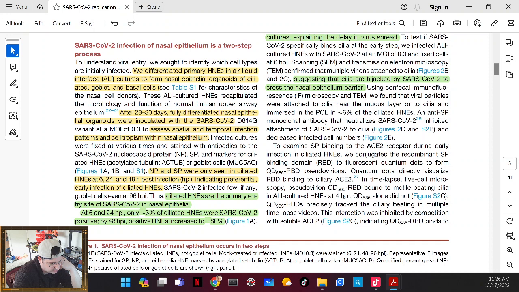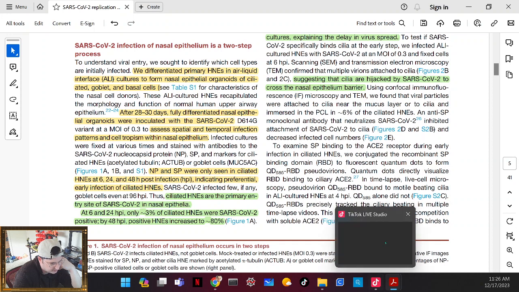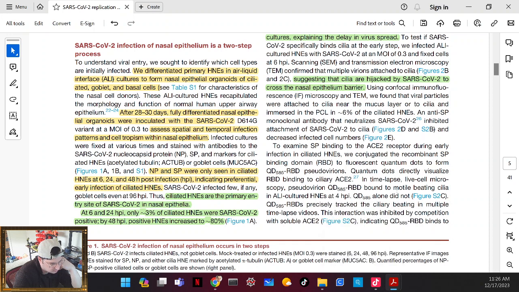Anti-spike protein monoclonal antibody that neutralizes COVID inhibits attachment of COVID to cilia and decreases infected cell numbers. So just saying, if you have antibodies, are they going to stop this from happening? The answer is yes.